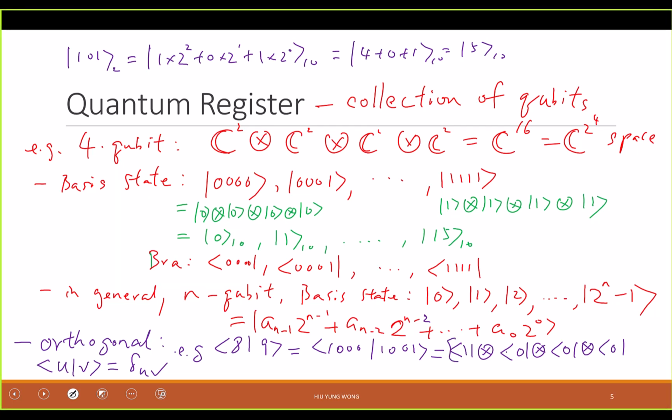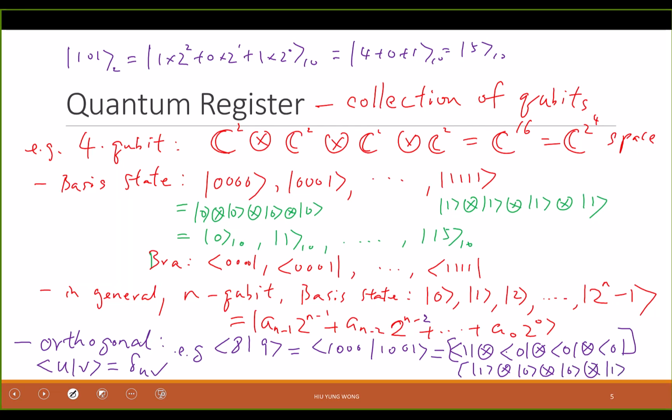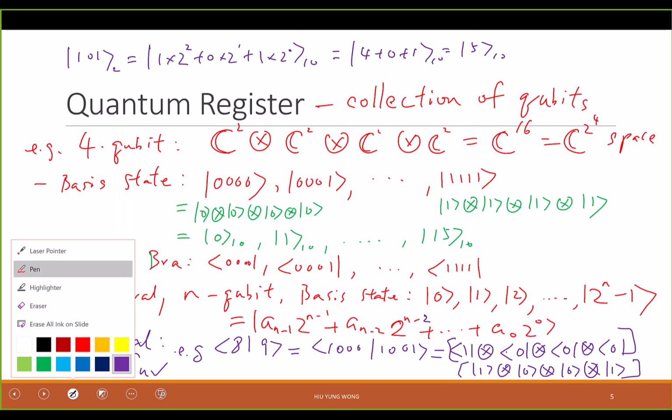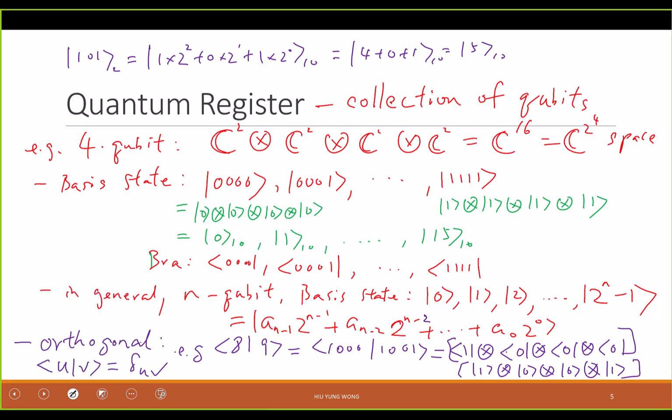Now I'm going to group this together. This becomes 1 tensor product 0 tensor product 0 tensor product 1. Is that okay? Now, this is very important. Life is very easy, actually, in quantum computing. With this, you only do the inner product individually.